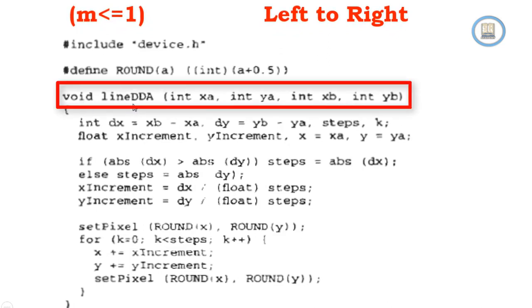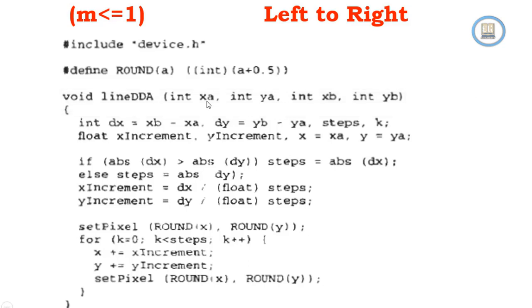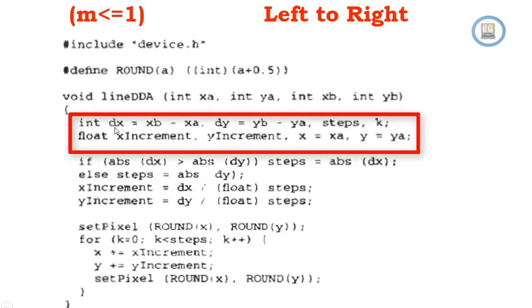This is the function for the DDA algorithm. We have the starting point as the input x1, y1 and x2, y2. You can say that here it is given xa, ya, xb, yb. You can use whatever abbreviation is required by you. Now the function starts for the line DDA algorithm. It says dx equal to xb minus xa, or x2 minus x1. It is the same thing. dx is equal to delta x.